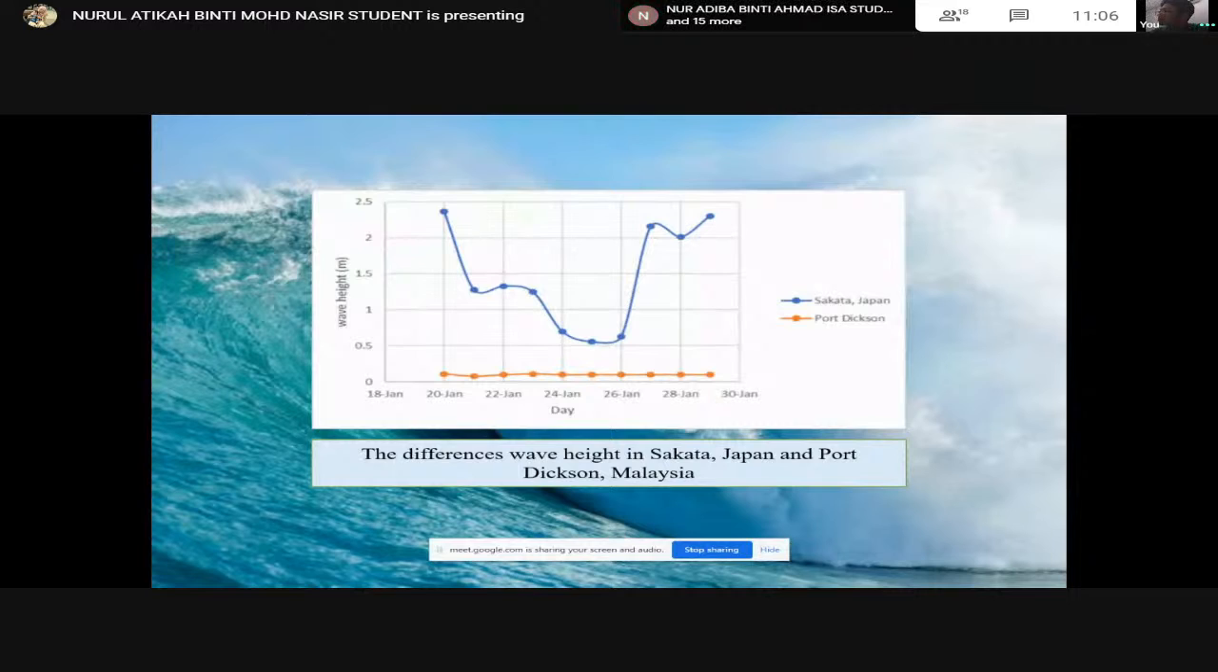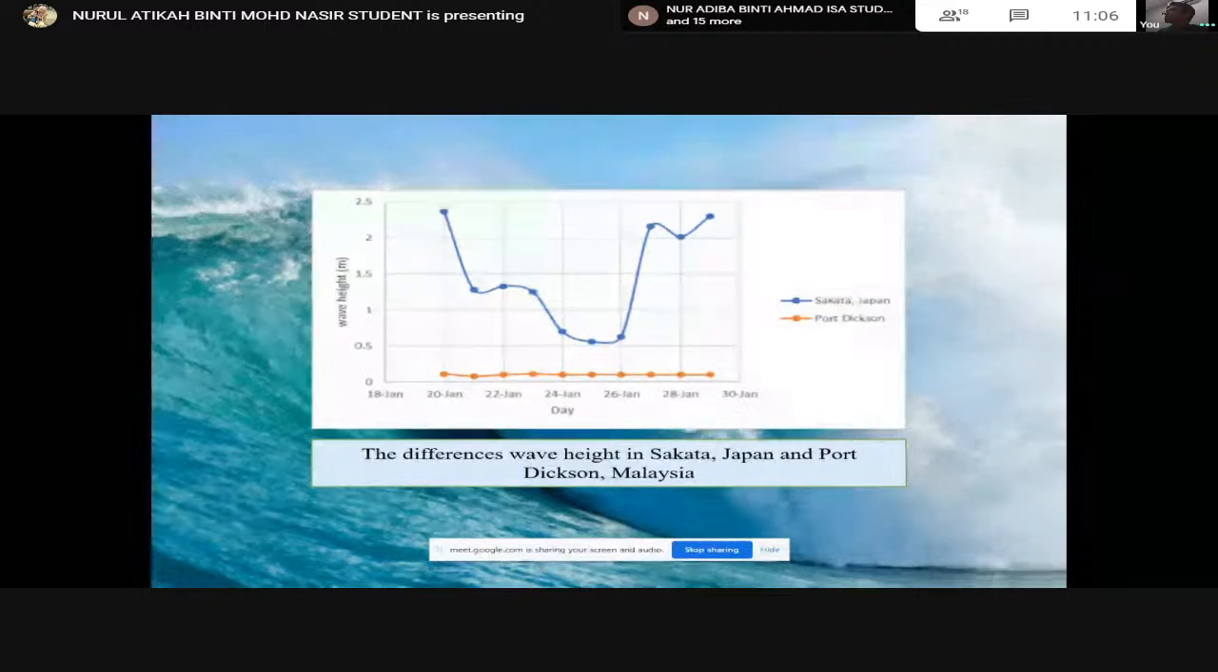As you can see, it has a big difference in wave height. In Japan it was higher, as we said. The wind speed in Japan was 90 knots, in Malaysia only less. The shape of the coast plays a role in the wind speed for generating the power.